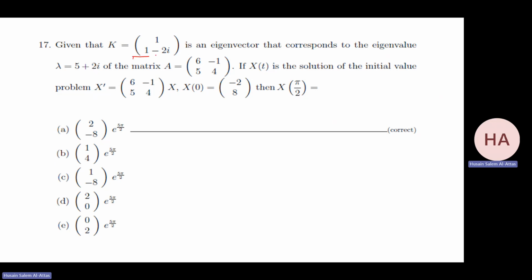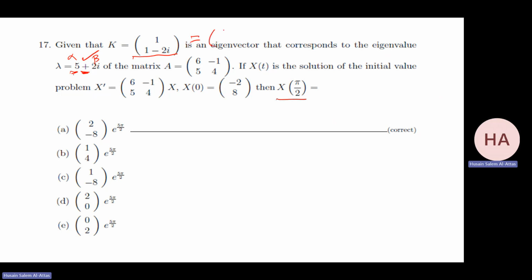Given that K is an eigenvector that corresponds to the eigenvalue, the positive one, X at 0 equals this, and find x at pi over 2. Okay, so what are the eigenvalues? Yeah, this is 5. This is alpha. And this is beta.